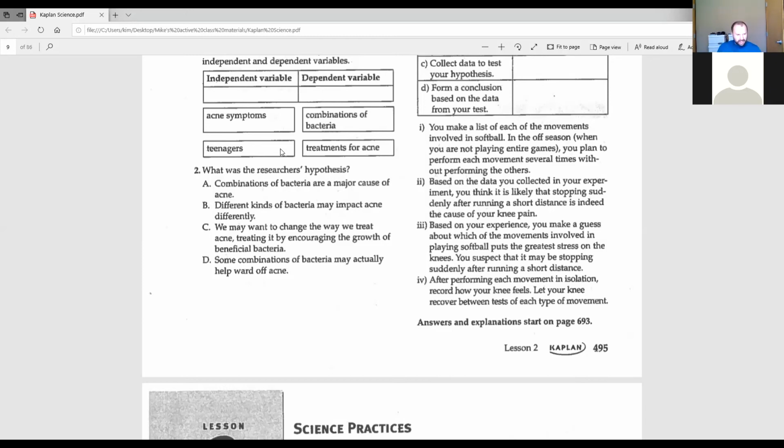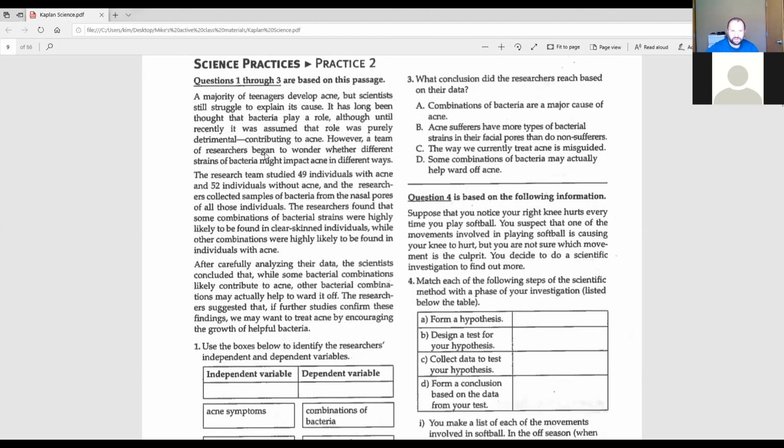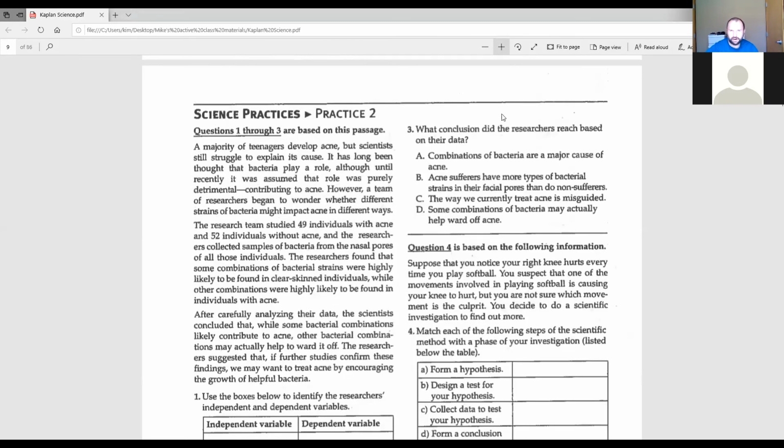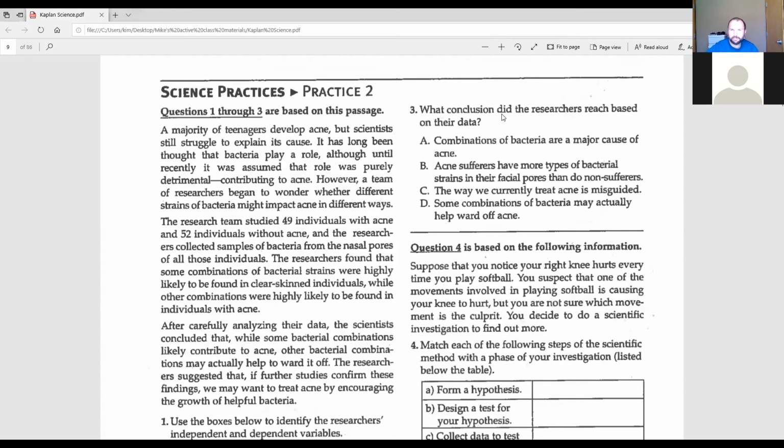Okay, so let's look at how many minutes. 5 more minutes. Let's look at number 3. Number 3 is the last question that deals with this paragraph. And number 3 deals with not the hypothesis, but the conclusion. In other words, what is the end result of the experiment? What conclusion did the researchers reach based on their data?